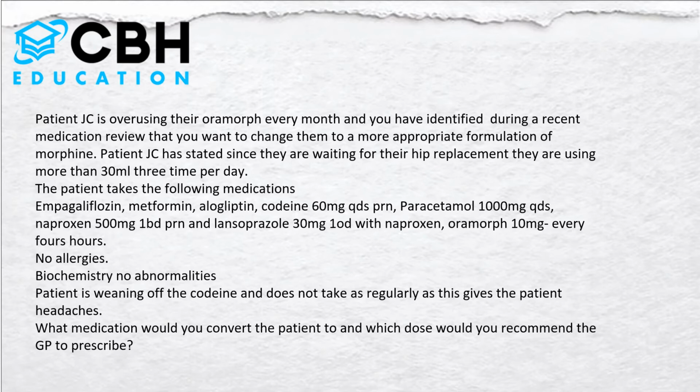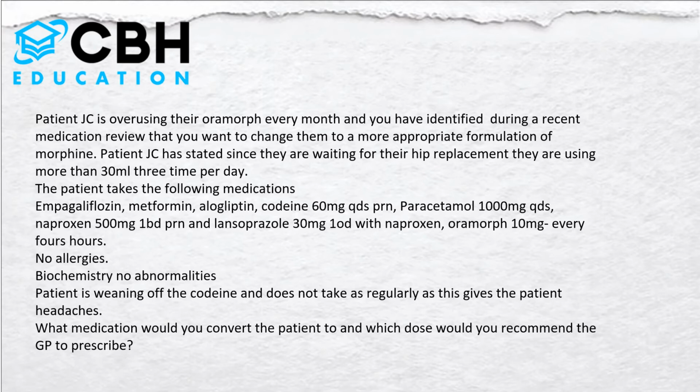They have stated they're waiting for a hip replacement and are using 30 ml 3 times per day. And the patient is on the following medication: empagliflozin, metformin, alogliptin, codeine, paracetamol, naproxen, lansoprazole, and Oromorph, and it's supposed to be 10 mg every 4 hours. They've got no allergy, biochemistry, no abnormalities, and the patient was weaning off the codeine as it gives them headaches. What would you convert the patient to, and what would you recommend for the GP to prescribe?